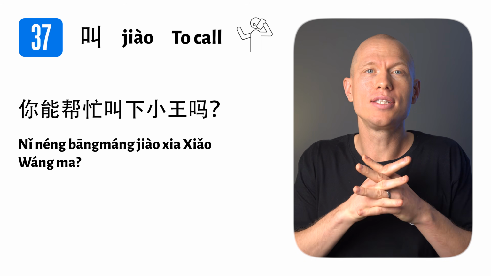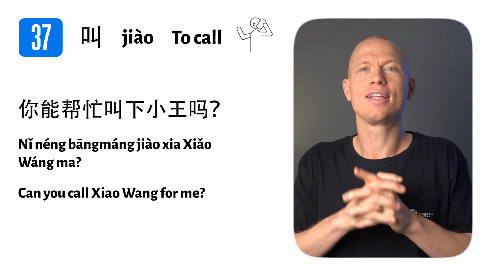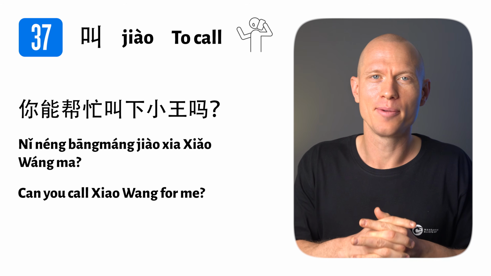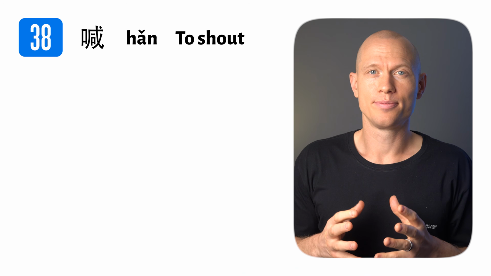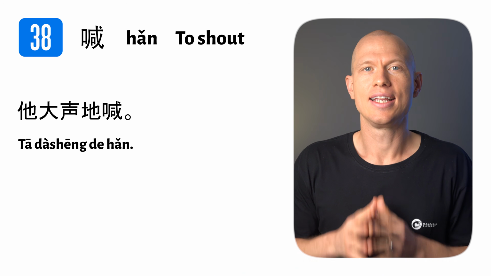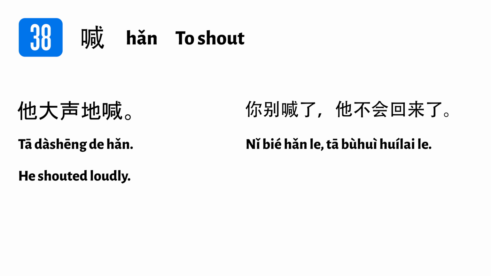你能帮忙叫下小王吗? Can you call 小王 for me? And you can also use this to say, I am called, or he is called. 我叫 Luke. My name is Luke. I'm called Luke. Paired up nicely with 叫 is another verb, 喊, which is to shout. 他大声地喊. He shouted loudly. 你别喊了, 他不会回来了. Stop shouting, he's not coming back.